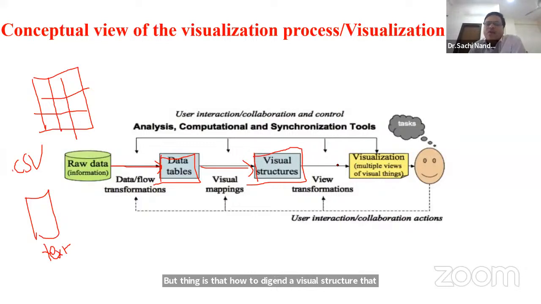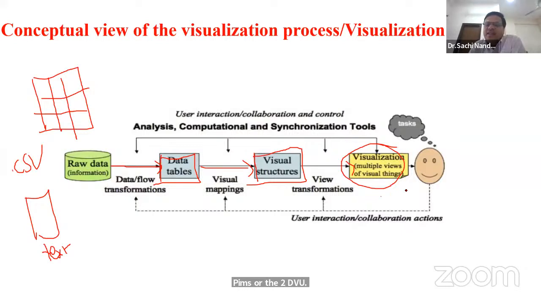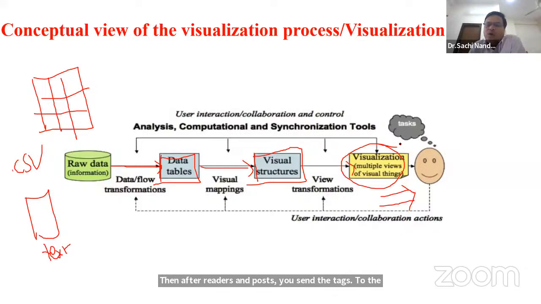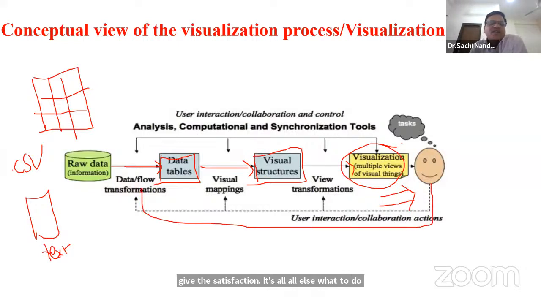Then after that, what happens? You put in the visualization process, and in the visualization process, you can do multiple views. Multiple view means a 2D view or 3D view. Then after the visualization process, you assign the tasks to the user. So the user finally visualizes the output. If the user is satisfied with your visualization output, then the user gives the satisfaction result. Otherwise, you start the repetition process again.